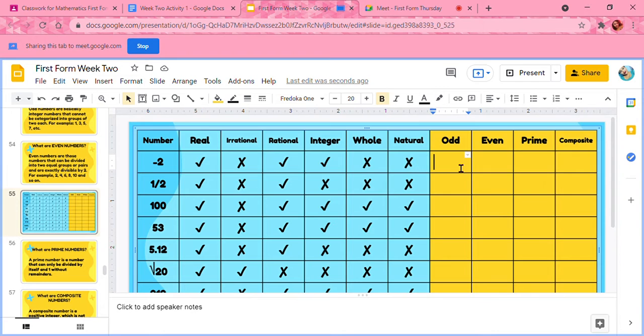So I'm going to put an X over here. Is negative 2 an even number? Yes, it is. Very good. So I have filled out the first one.